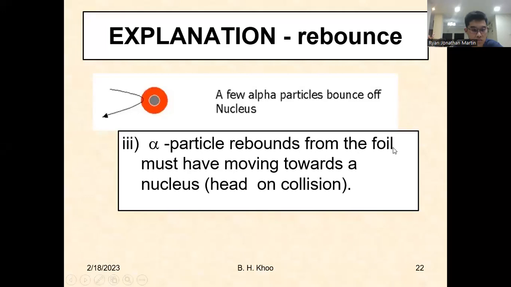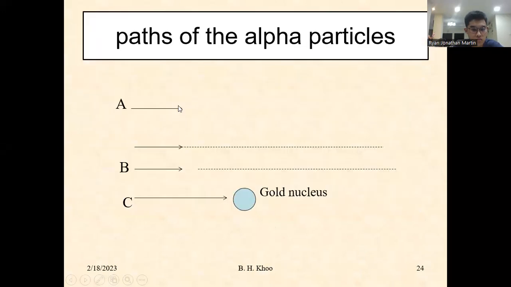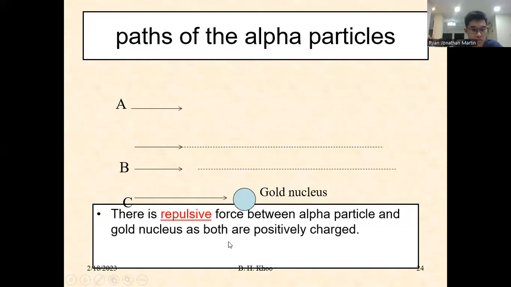Alpha particles rebounding from the foil must have been moving towards the nucleus. Direct collision. Okay, you are supposed to be able to draw the alpha particle path very far away from the influence of the nucleus, a particle that is near the nucleus, and a particle approaching the nucleus head-on. A is very far. These two are quite close. This one is closer. This one is direct hitting. So you should be able to draw that.